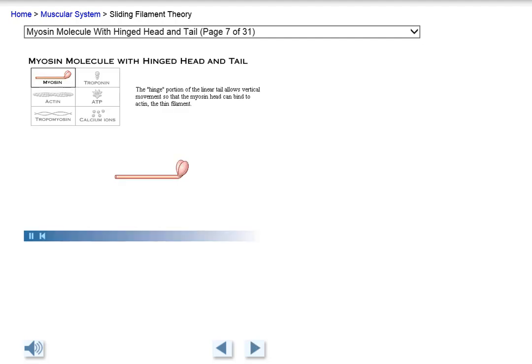Another feature of the myosin molecule is the hinge portion of the linear tail. This allows vertical movement so that the myosin head can bind to actin, the thin filament. Click the tail to see this movement. The combination of these 2 hinge points allows for the necessary binding and power strokes of the cross bridges. Click anywhere on the myosin molecule to see both activities.